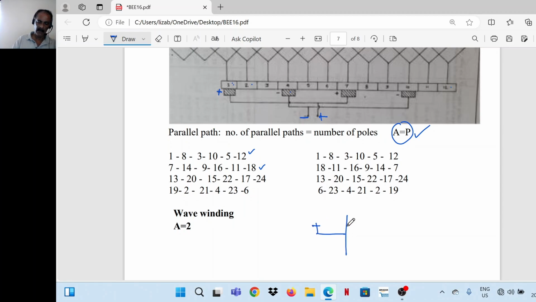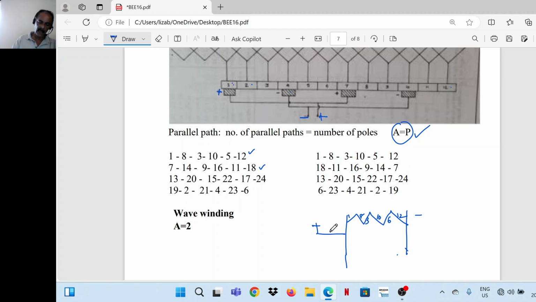So armature positive terminal 1 is 1, 8, 3, 10, 5, 12, 6 conductors. This is connected to the negative brush. Then 18, 11, 16, 9, 14, 7. Third parallel path is 13, 20, 15, 22, 17, 24. Last one, 6, 23, 4, 21, 2, 19. All these conductors are connected to the positive brush and positive terminal, and these conductors 12, 7, 24, 19 are connected to the negative terminal of the machine.